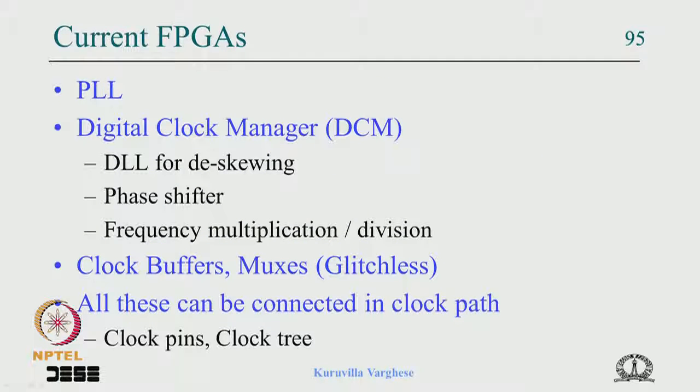So that is about the PLL. In the current FPGAs, the PLL and digital clock manager are composed of a DLL for skew cancelling, a phase shifter, and frequency multiplication and division, and this gives phase shifts like 90, 180, 270 degrees and so on. There are clock buffers and muxes for clock switching, and that has to be glitchless, so it has to synchronize the edges. There will be synchronizing flip flops which synchronize two clock sources to each other, and all this can be connected in the clock path or clock tree path.